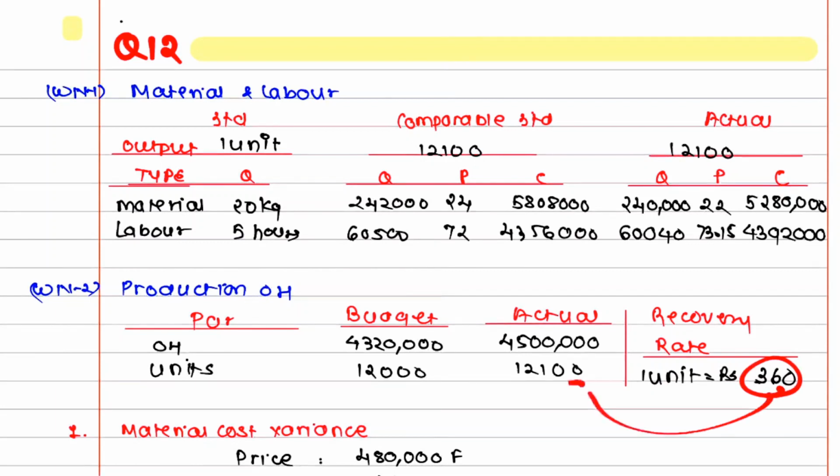360 rupees every unit. We have actually sold 12,100. What came into my pocket? 360 from every unit, so 43,56,000 came into my pocket. What went out of my pocket? 45 lakh. So how much more went out? 1,44,000. So that is known as your cost variance. You spent that much more.